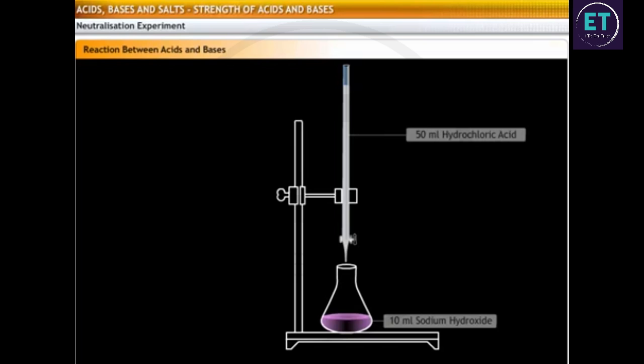Now, place the conical flask below the burette. Turn the knob of the burette slowly and allow the acid to flow drop by drop into the flask. Shake the flask continuously. After a certain quantity of hydrochloric acid has been added, the sodium hydroxide solution changes from pink and becomes colorless. This is because neutralization occurs at this point, which is indicated by the pink color decolorizing completely.